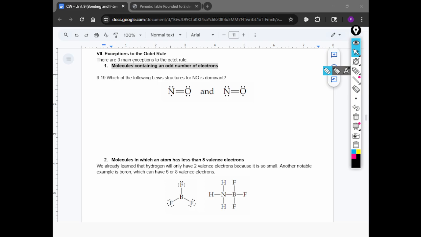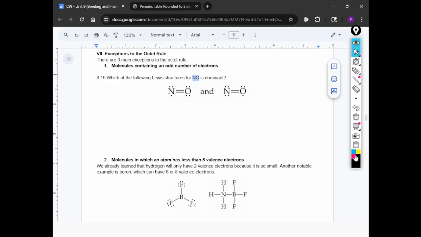Okay, so we're going to jump straight into an example. I'm not going to have you draw this. Instead, I want you to look at these 2 structures. The most common molecule on the AP test with an odd number of electrons is NO, nitrogen monoxide. If you look at NO, these are the 2 viable options. But you can't have an octet for both elements, right? Here nitrogen does not have an octet because it has an odd number, and here oxygen does not have an octet.